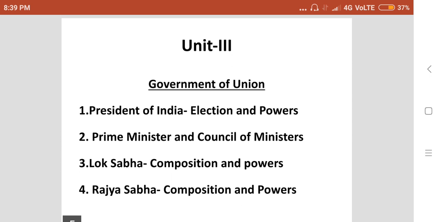And third unit is on government of union. So there are four important topics. First one, President of India, his election and powers. Second, Prime Minister and Council of Ministers. Third, Lok Sabha, its composition and powers. Fourth, Rajya Sabha, its composition and powers.